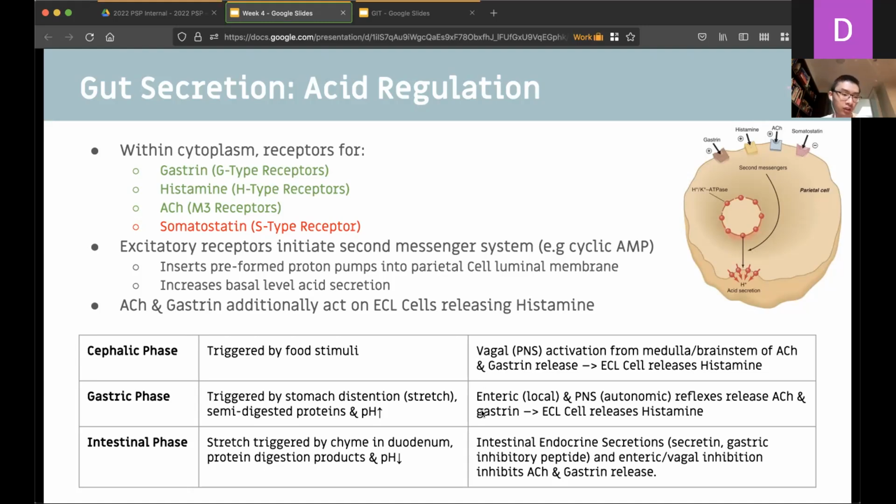And once your digestion is done, so once the chyme gets emptied into your duodenum, the intestinal phase begins, where the protein digestion products and the acidity of the environment tell your body it's now time to stop this gut secretion. You get secretin and gastric inhibitory peptide being secreted, which are your inhibitory modulators. And also the enteric and vagal nerves get blocked as well. That in turn stops acetylcholine and gastrin from being released.